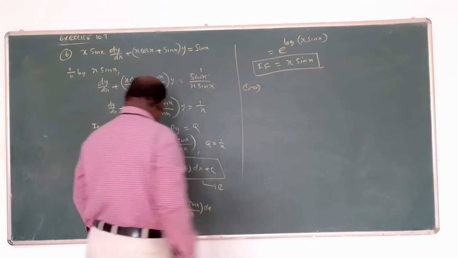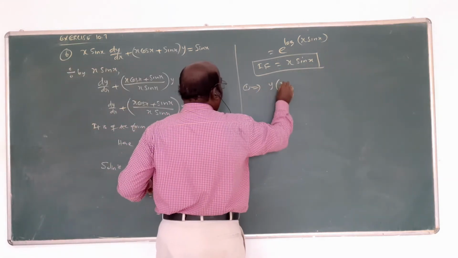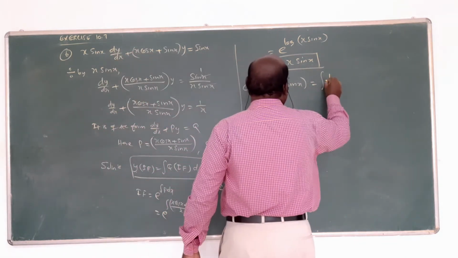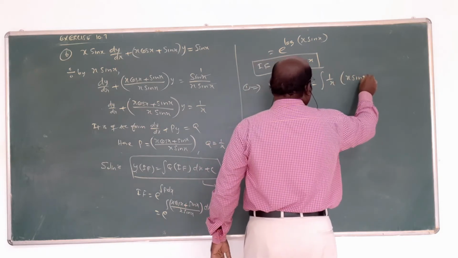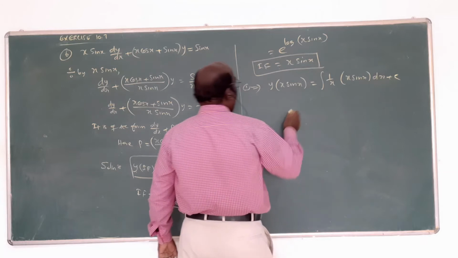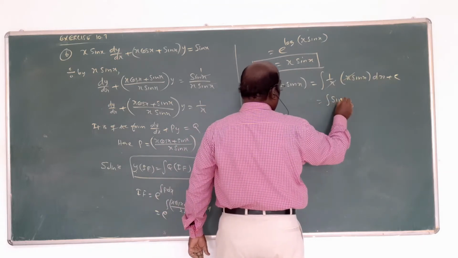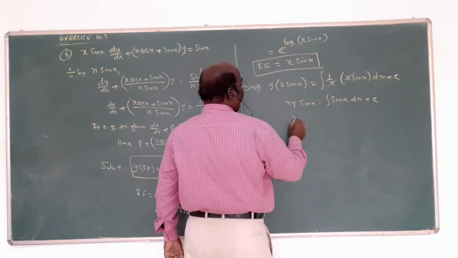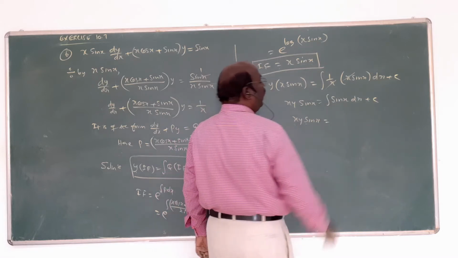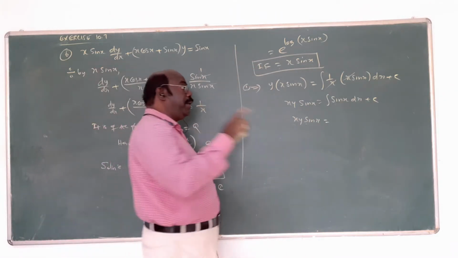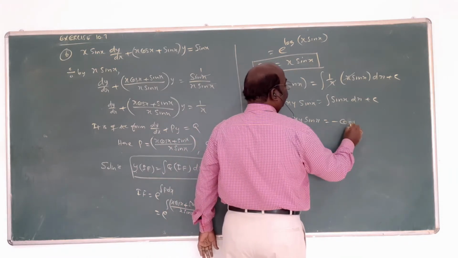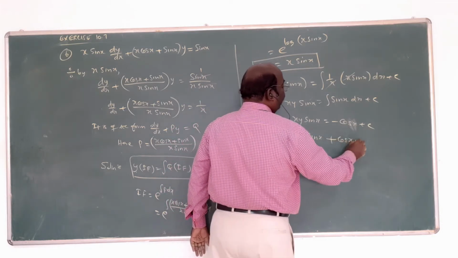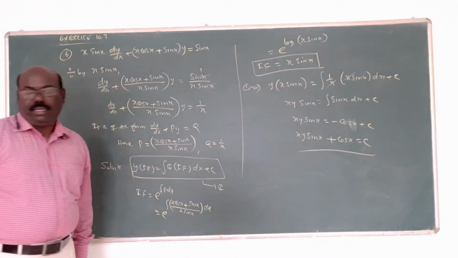Now the solution becomes y into IF: y into x sin x equal to integral of Q into IF: 1 by x into x sin x dx plus c. Am I right? Now x is cancelled, only sin x is there. Here x y into sin x. Am I right? Again, equal to integration of sin x, which is minus cos x. Plus, so x y sin x plus cos x equal to c is the answer.